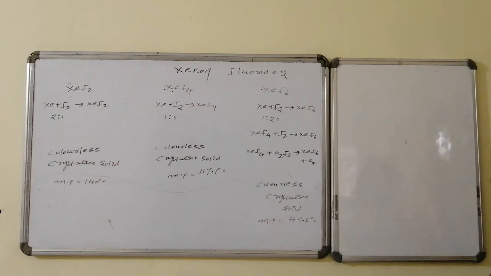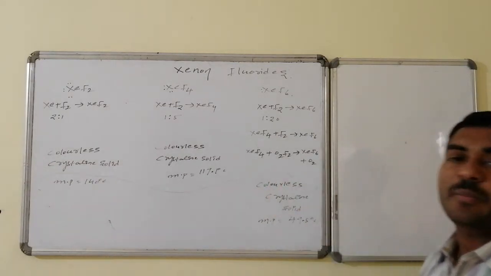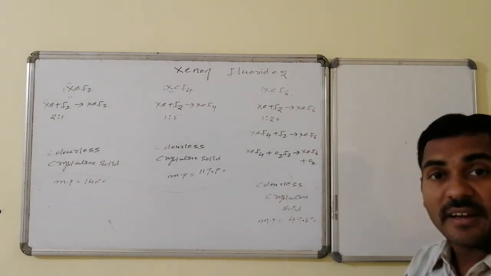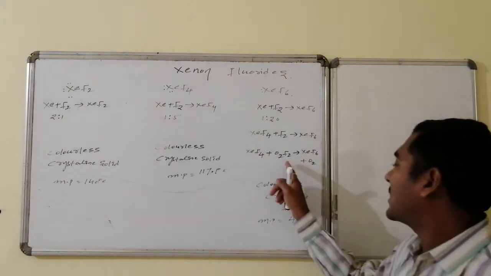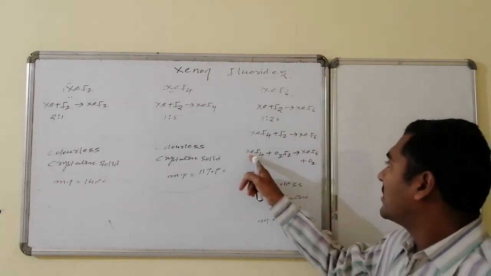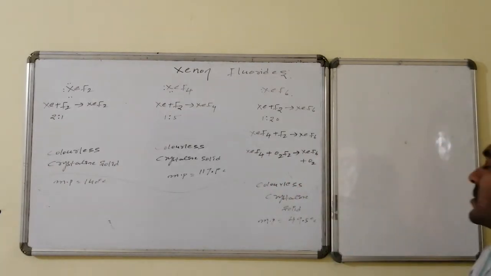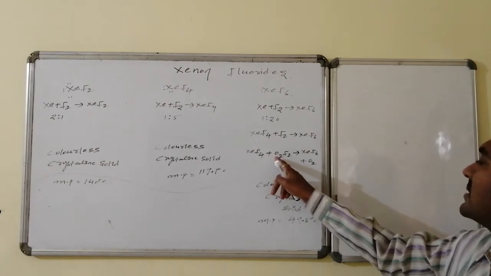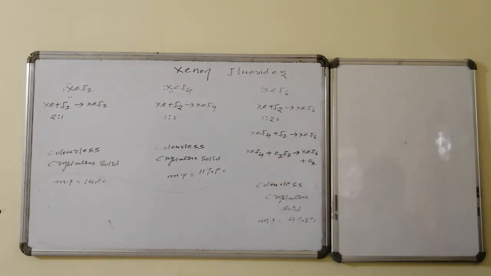And once again, another reaction: xenon tetrafluoride plus fluorinating agent, that is oxygen monofluoride, otherwise dioxygen difluoride, which is acting as a good fluorinating agent. As a result, it is converted to xenon hexafluoride. It is a redox reaction. Xenon undergoes oxidation. So therefore, here oxygen of plus 1 oxidation state is converted to 0 oxidation state.